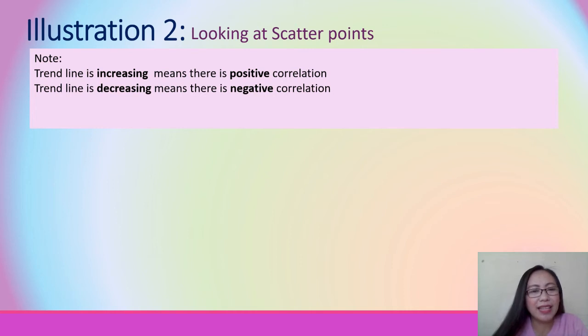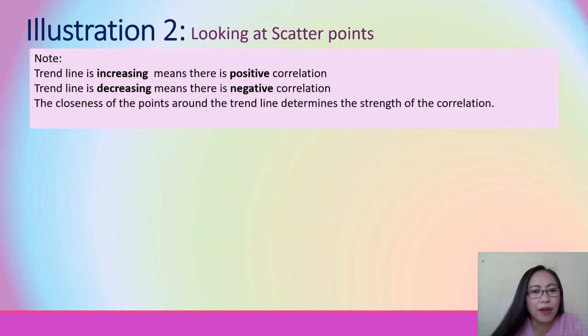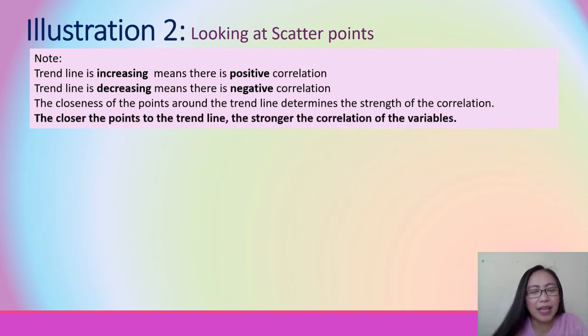If the trend line is decreasing, that is a negative correlation. Now, the closeness of the points around the trend line determines the strength of the correlation. The closer the points to the trend line, the stronger the correlation between the variables. So, depende po yan. Kung malalayo po sila sa trend line, ibig sabihin there's a weak correlation. Kung malalapit po sila doon sa trend line, that is a strong correlation.